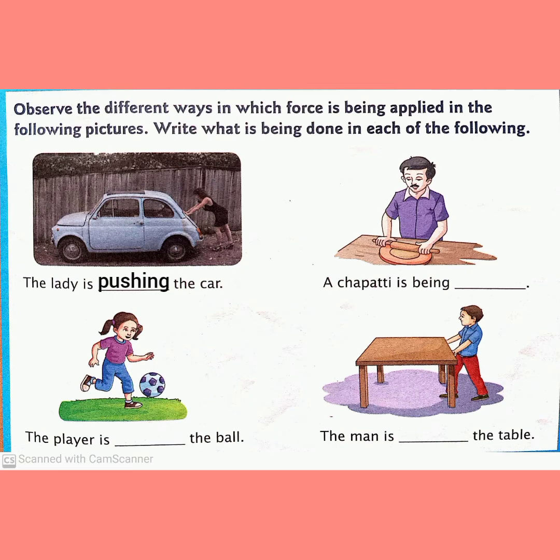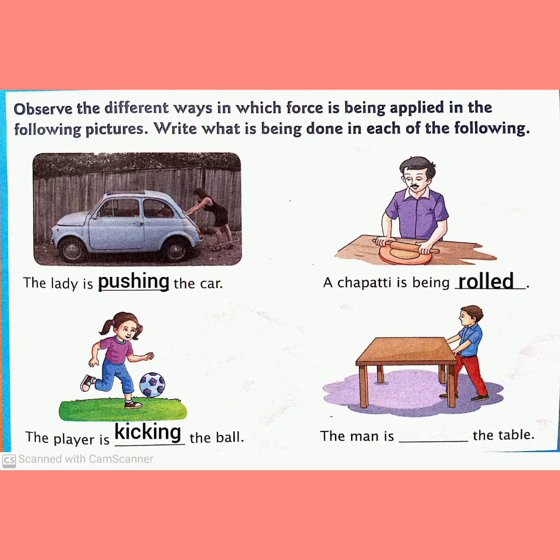Second one, a chapati is being rolled. So, by rolling, he is changing the shape of the dough. And the player is kicking the ball. By kicking, she is either moving the ball or changing the direction or increasing the speed of the ball.